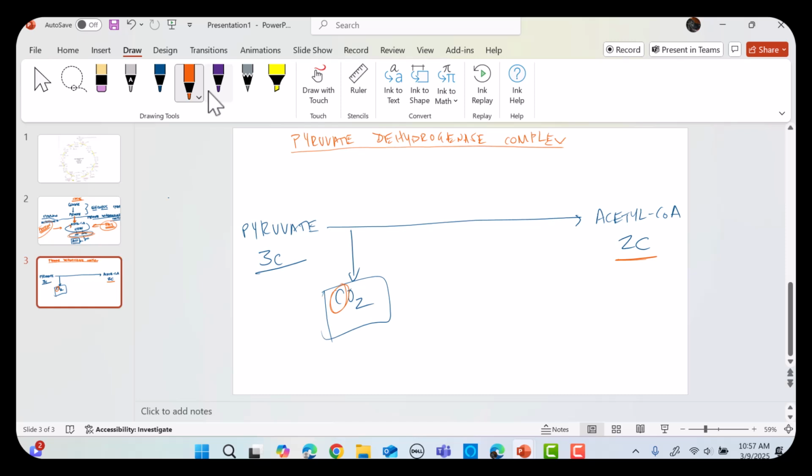So we need another molecule to do this carboxylation or decarboxylation. The molecule we need is thiamine pyrophosphate. So we need thiamine pyrophosphate to decarboxylate. This is such a super common question.